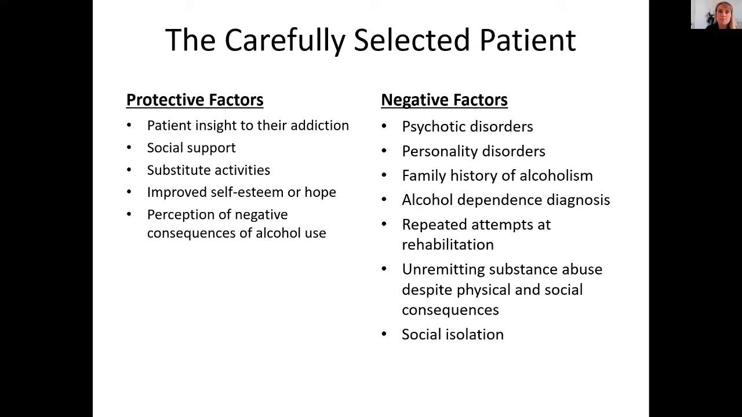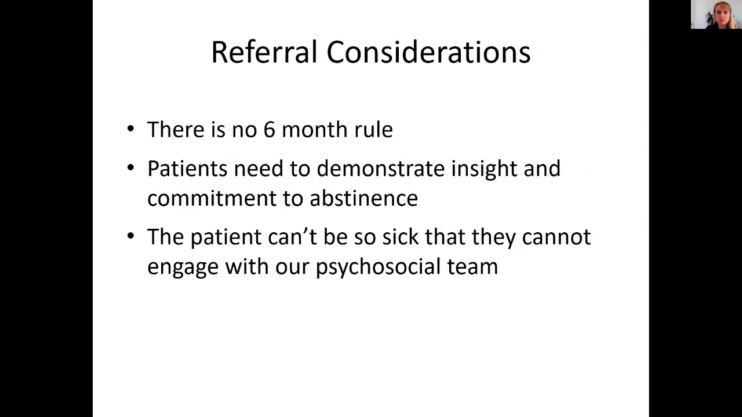So people with coexisting psychiatric disorders, personality disorders, are people that would be at higher risk of alcohol relapse in the future. Also family history of alcoholism, repeated attempts at rehabilitation that are unsuccessful, ongoing substance abuse despite clear physical and social consequences, and social isolation. Protective factors tend to be people who have a very strong support system, are able to engage in other activities that are meaningful to them, and who develop a lot of hope and self-esteem for going forward in the future. And they also have to perceive the negative consequences of their alcohol use.